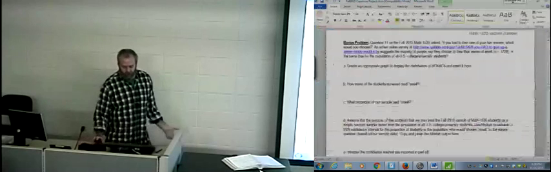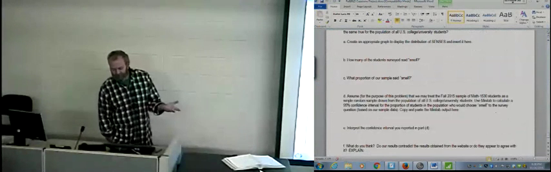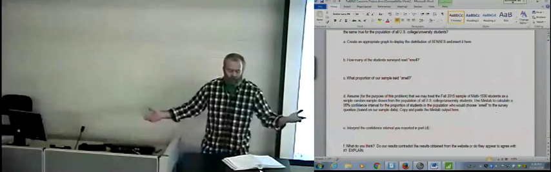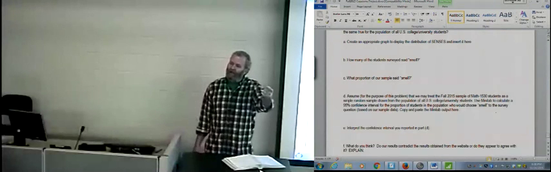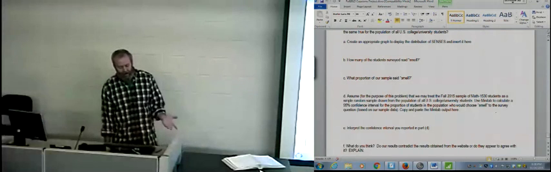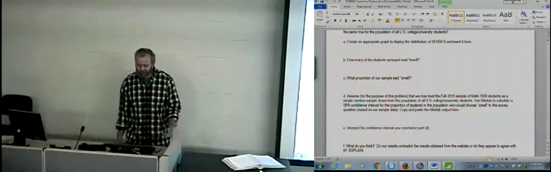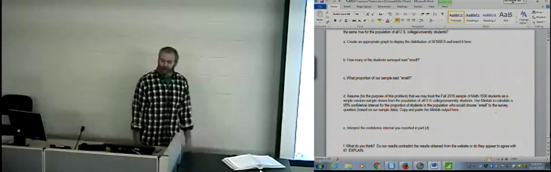Okay. Assume for the purposes of this problem that we may treat the fall 2015 sample of Math 1530 students as a simple random sample from the population of all U.S. college universities. Why do we want to do that? What was the first one on all these? You needed a simple random sample. So we're going to assume this is a simple random sample. Use Minitab to calculate a 95% confidence interval for the proportion of students in the population that would choose smell to the survey question based on our sample data. Copy and paste the Minitab output here.